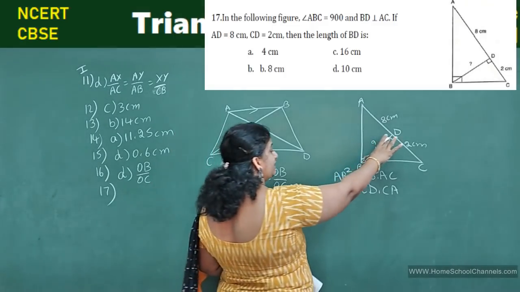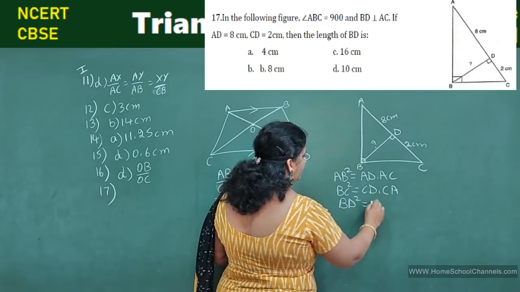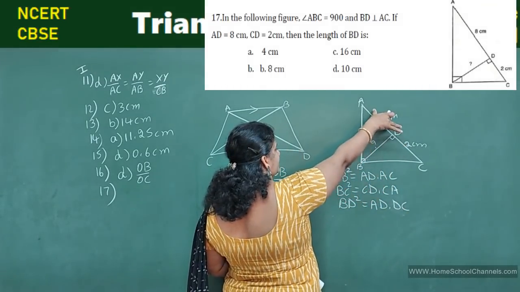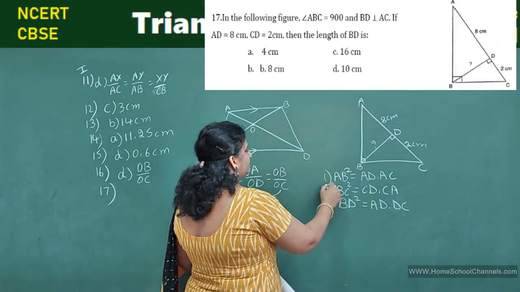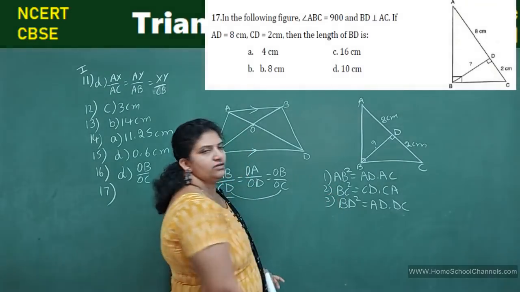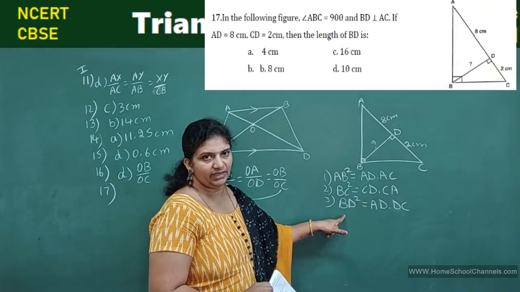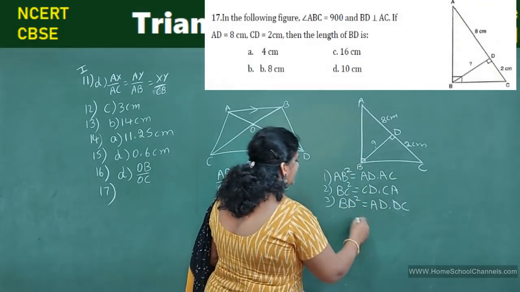If you need BC, children, you need to write BC square is equal to, which letter is touching the hypotenuse here, right? From here, small part into big part, that is CD into CA, or you can write AC. Suppose you need this length, your formula is BD square is equal to AD into DC. This into this. Okay, the three cases, 1, 2, 3. So which one are you going to apply here? I need BD, so this formula I am going to apply. I know AD and DC.